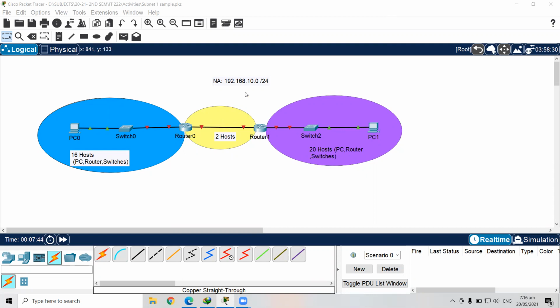So ito yung binigay na network address. Isa-subnet mo daw siya into these networks. Meron tayong tatlong subnet or tatlong networks, which is subnet 1, subnet 2, and subnet 3. So therefore, open tayo ng Excel.